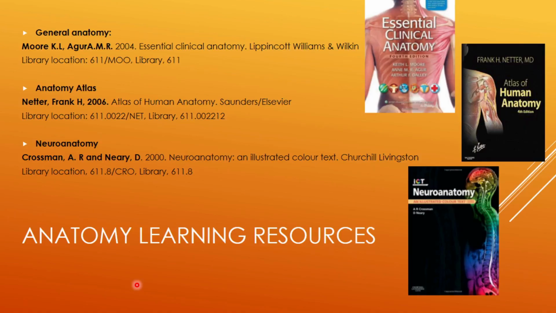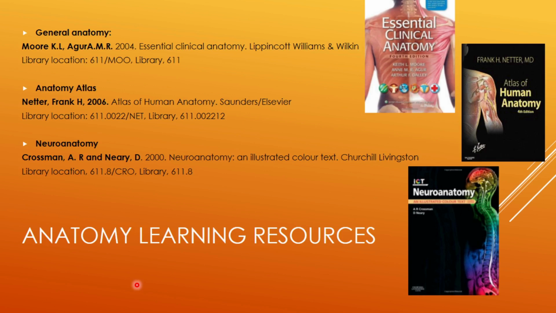So before we start, I'd like to mention some recommended texts. For general anatomy, we recommend Moore, Egger and Daly's Essential Clinical Anatomy. I'd also recommend that you have an anatomy atlas. We recommend Netter's Atlas of Human Anatomy. And for neuro, which I will mention in a separate lecture, Crossman and Neary's Neuroanatomy is the recommended text here.